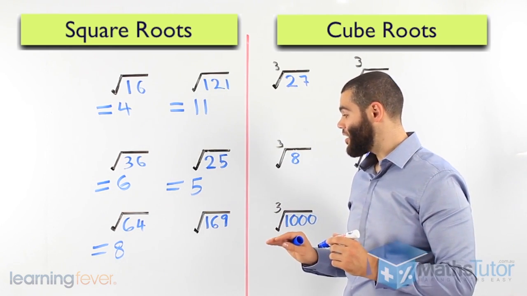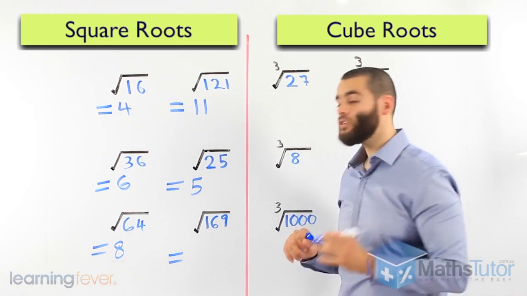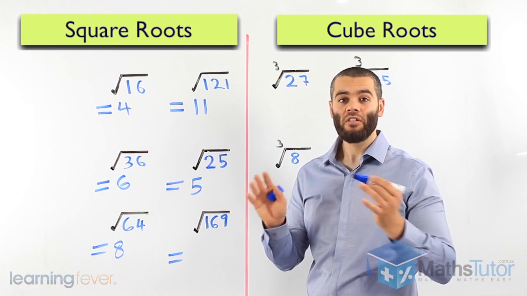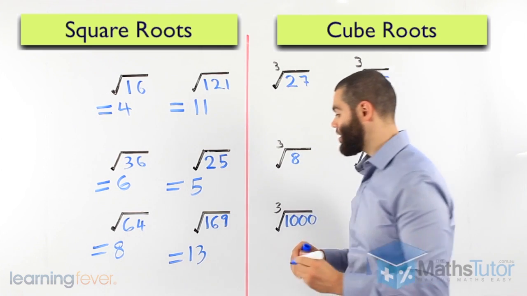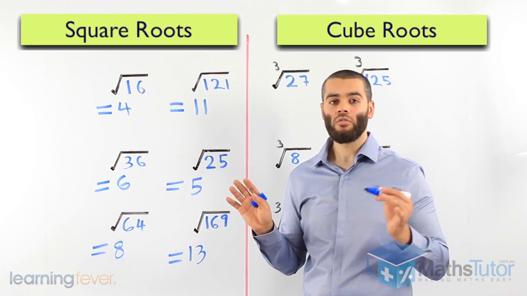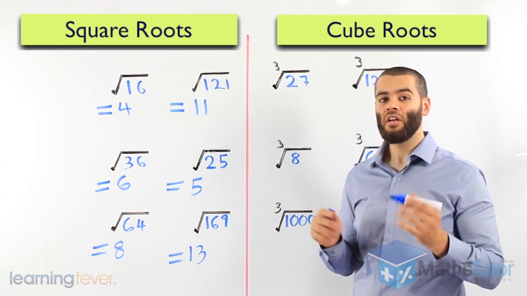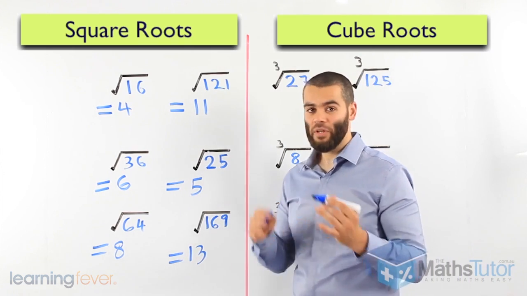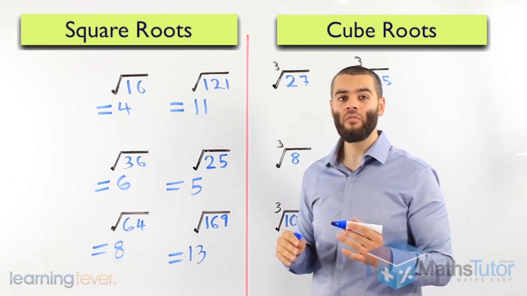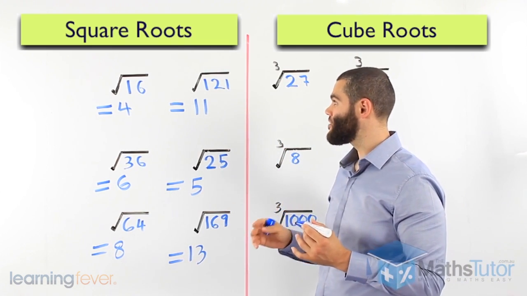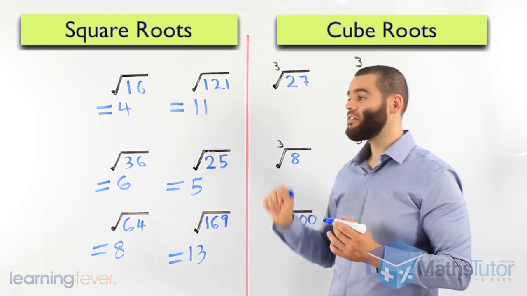And lastly, the square root of 169. 13 times 13 is 169. Now, of course, you're expected to know your 1 to 12 times tables, but it's always better to know your 12s, your 13s, and so on. The more you know, the better and the faster you'll become. So the square root of a number means what number times itself gives the number under the square root sign. The square root of 121 is 11. The square root of 25 is 5, and so on.